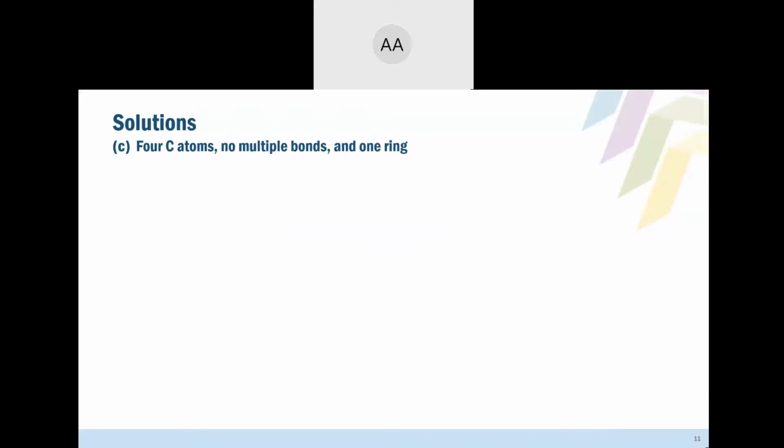Let's have a look at solutions for C. So 4 carbon atoms, no multiple bonds, and 1 ring. So you can see the 2 different types of carbon rings that we've got there, one with 3 carbons and one with 4. Well done, that was a great starter to the day. And those of you with me today, I think everybody got those right. Well done. Okay, so let's go straight into the training now after that little refresher with hydrocarbons.